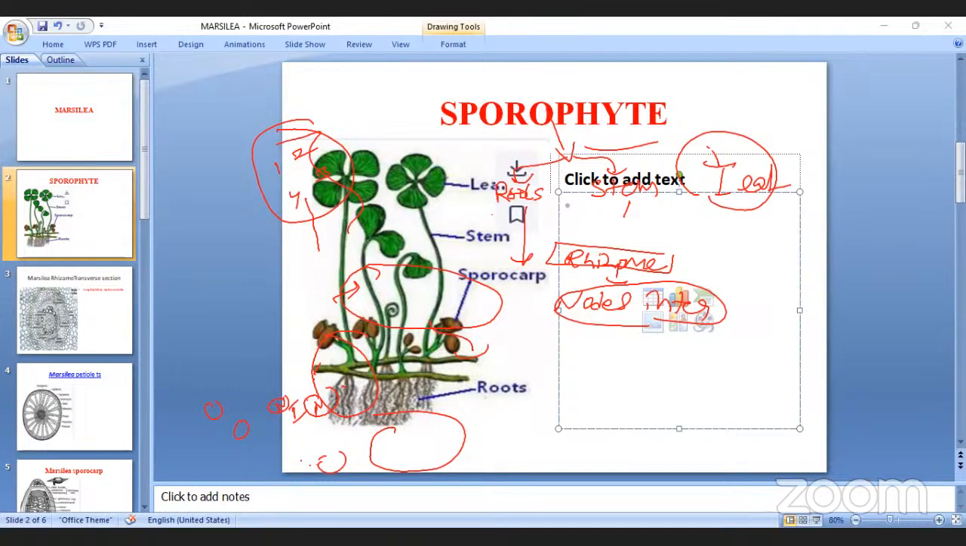Okay, the sporocarp's name itself is given. The sporocarp produces the spores. Right. Anyway, I will explain in detail one by one.